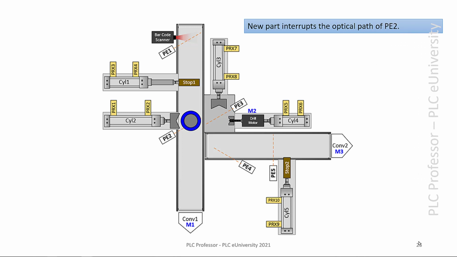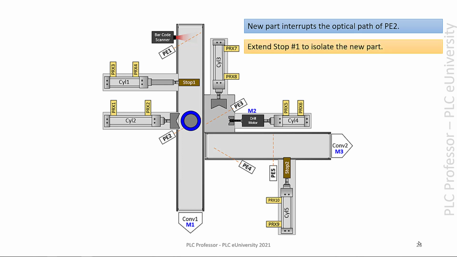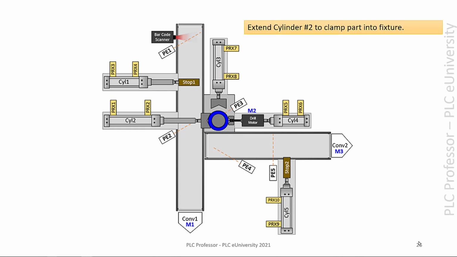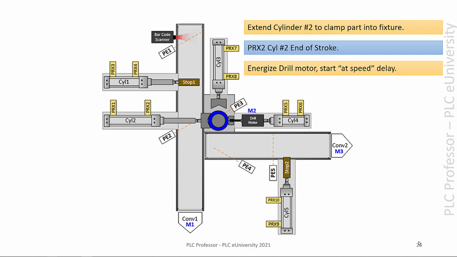We also bring out stop number 1 because cylinder 2 is extended, and we don't want another part coming down that conveyor and then resting against the rod of cylinder 2. Okay, so we extend stop 1 to isolate the new part, and when prox 4 sees the end of stroke, then cylinder 2 extends and clamps the part into the fixture. When prox 2 of cylinder 2 end of stroke is sensed, it knows the part is clamped. Energize the drill motor, and then start an at-speed delay.